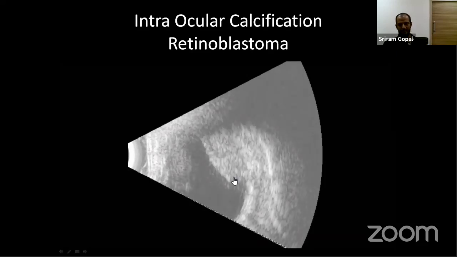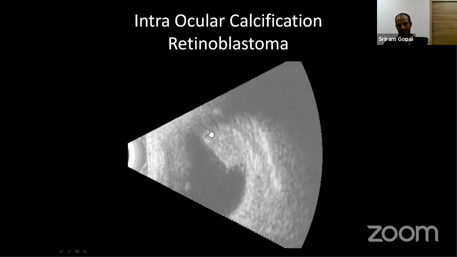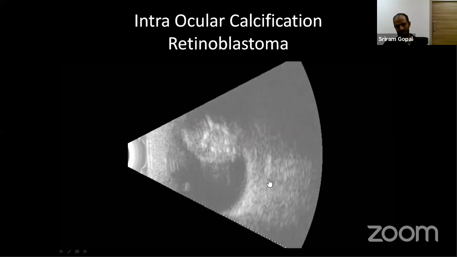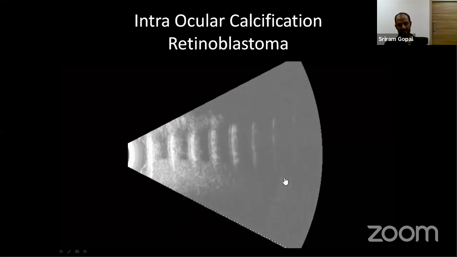So if you see a very high dome-shaped mass with very high reflective echoes, and here if you keep going into the mass, you realize there is shadowing. This is because most of the sound is reflected from the calcium contained inside the mass. So the penetration in that area alone is lesser compared to the other areas.